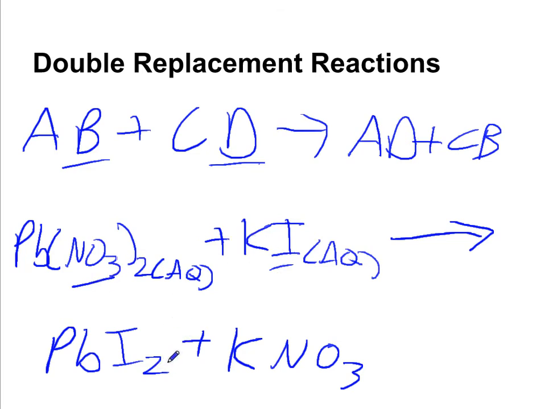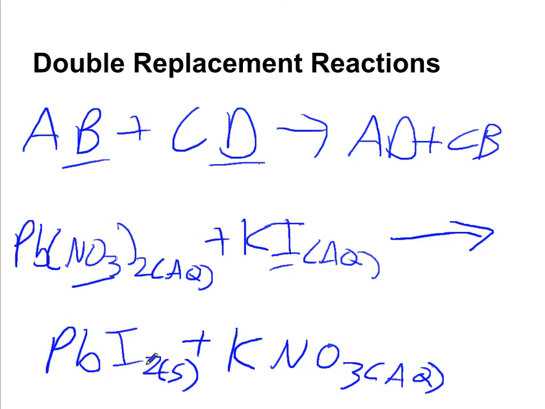When you actually perform this reaction, the lead iodide makes a yellow solid, so we write a little S in parentheses to show that it's a solid. The KNO3 stays dissolved, so it remains an aqueous solution. You need to memorize the solubility rules that are on your handout to figure out what's going to be solid and what's going to be aqueous as the products in a double replacement reaction.